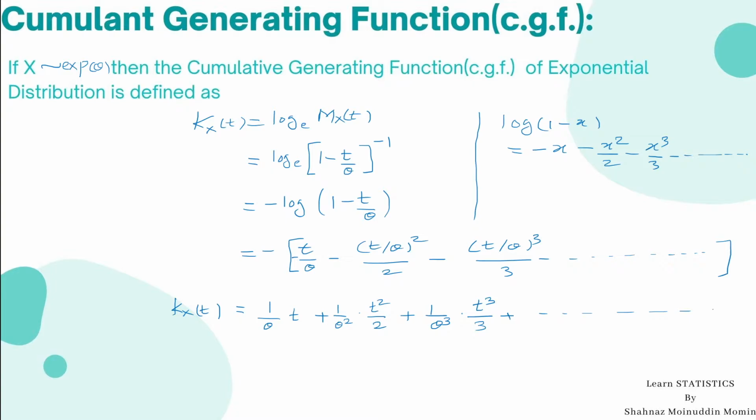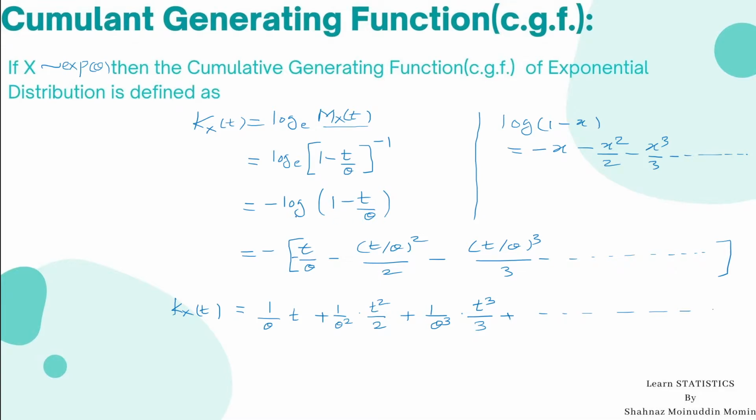Suppose X follows exponential theta, then the cumulant generating function of the exponential distribution is defined as K_X(t), which is the log of M_X(t). Here M_X(t) is the MGF, the moment generating function of the exponential distribution. We have already learned in the previous lecture that the value of the MGF is (1 minus t by theta) raised to minus 1. Take this minus 1 out, so it is minus log (1 minus t upon theta).